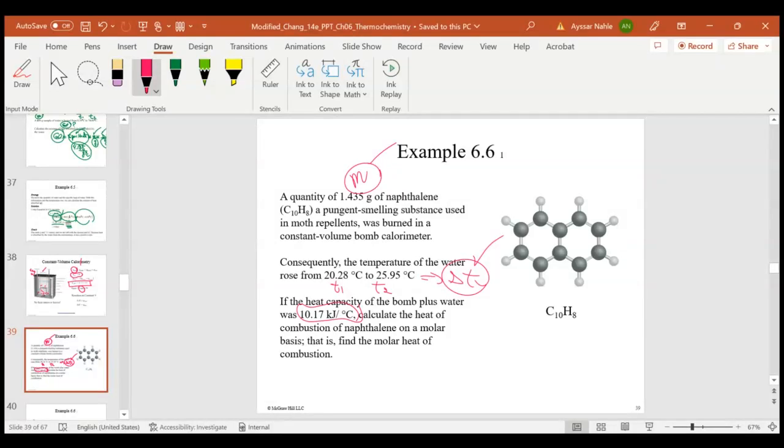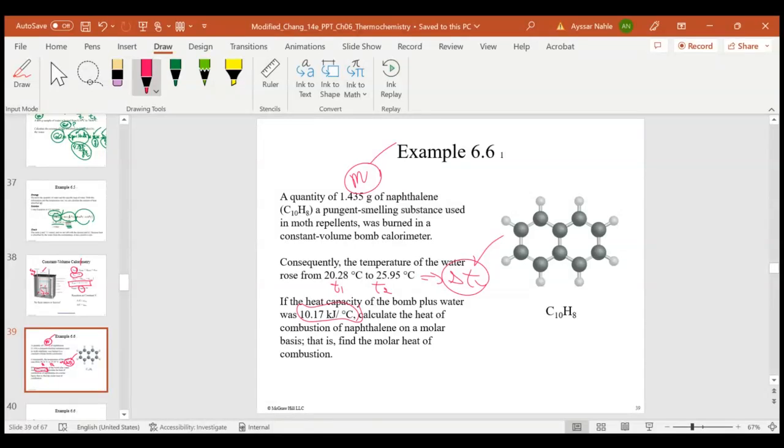That's on a molar base. You understand what a molar base is? Find the molar heat of combustion. Molar heat means the heat released when 1 mole is being burned. Molar heat.